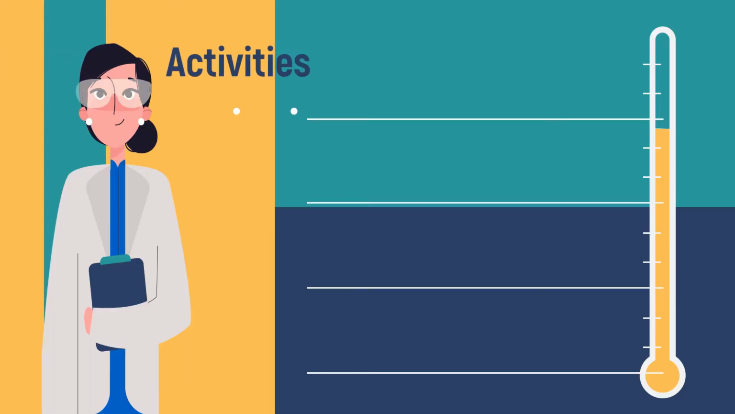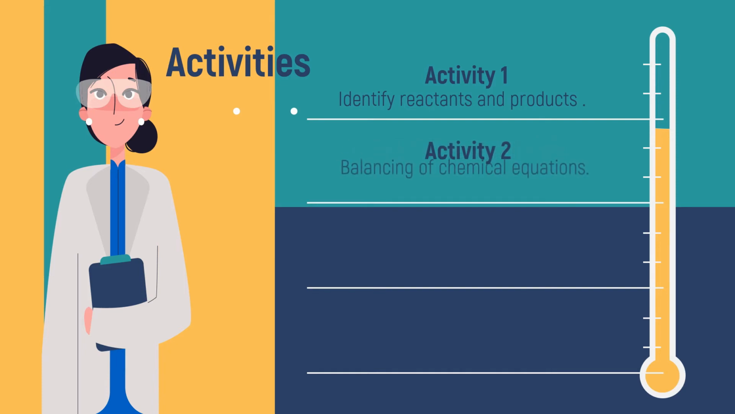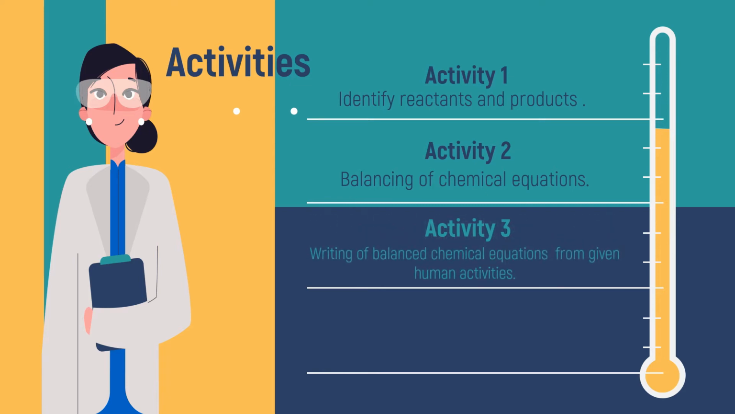You are now ready to answer your activities on your worksheets. Practice makes perfect. So your activity 1, you identify the reactants and products given the chemical equations. Activity 2, balancing of chemical equations. And your activity 3, writing of balanced chemical equations from given human activities.